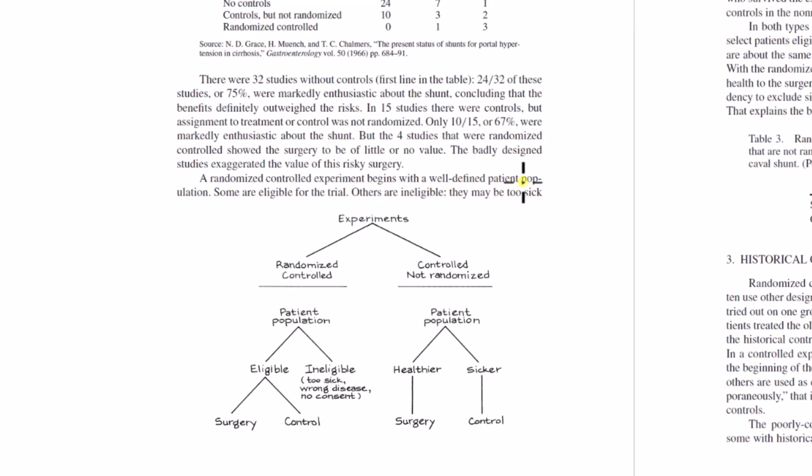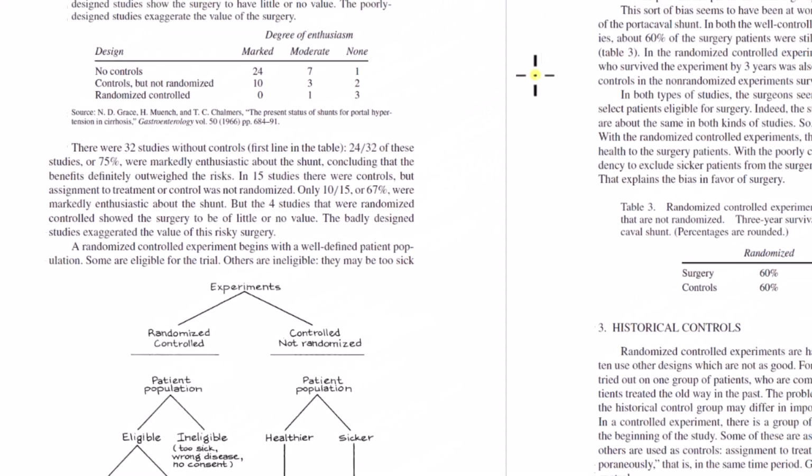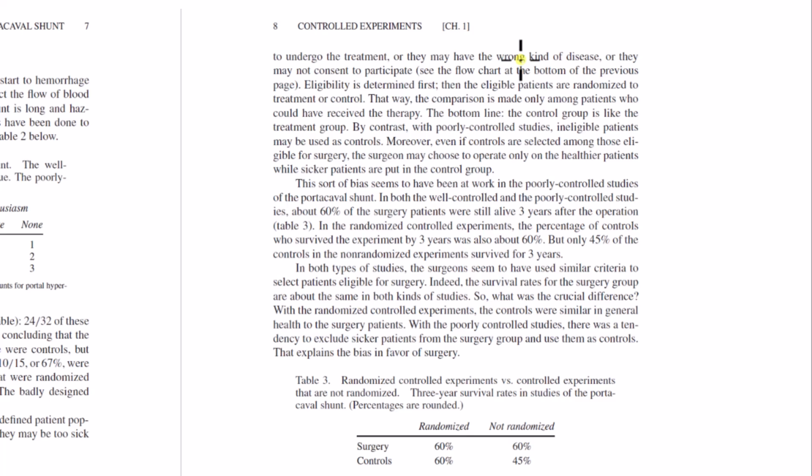begins with a well-defined patient population, right? So the patient population that you're choosing from needs to be well-defined. We talked about when it came to the polio vaccine, you were choosing from students, I think it was students in grades 1, 2, and 3, randomly from districts that are highly prone to the disease. That was your population. So here, some patients are eligible for the trial, others are ineligible. Ineligible because they may be too sick to undergo treatment, or they may have the wrong kind of disease, or they may not consent to participate, right?